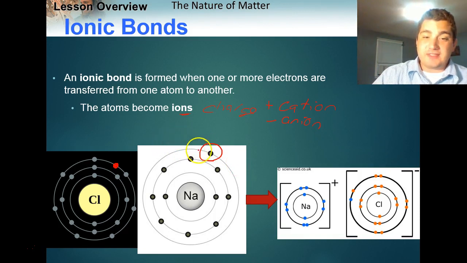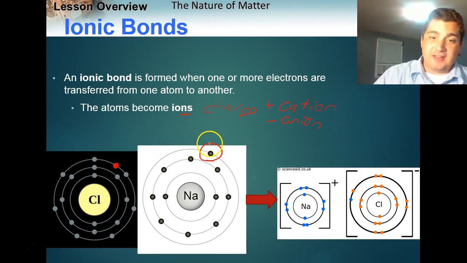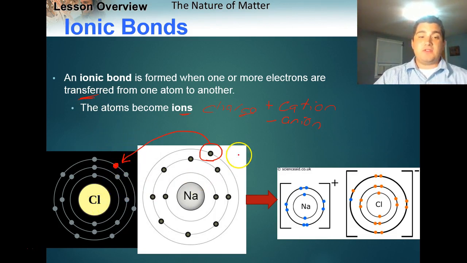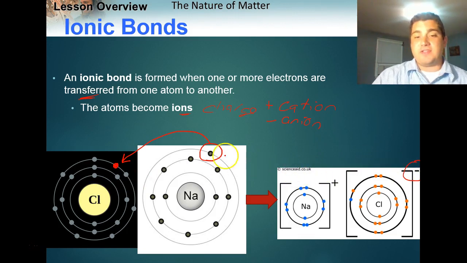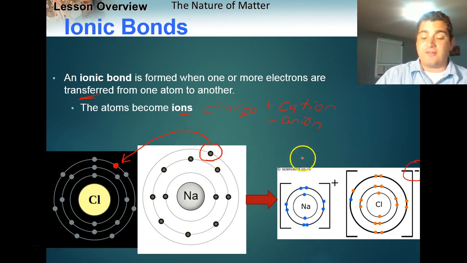So when this happens, this sodium ion is going to give up this electron, which is going to be taken or transferred, taken by the chlorine ion. So since electrons have a negative charge and this chlorine just got an extra one, it becomes negative because it has an extra electron. And the sodium gave up an electron, got rid of a negative charge, so it becomes positive.